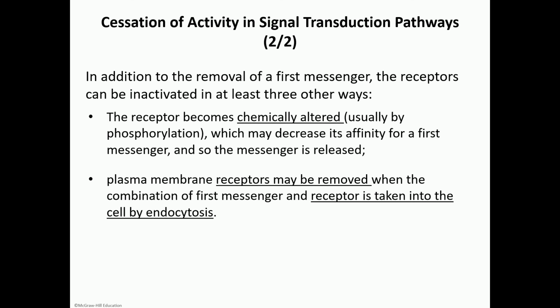Well, this slide talks about what we can do at the level of the receptor, where the cell can chemically change what the receptor looks like, and that would decrease the affinity of the receptor to the ligand, so it is no longer a good fit for that ligand. It can also remove the receptors from the cell membrane through endocytosis.